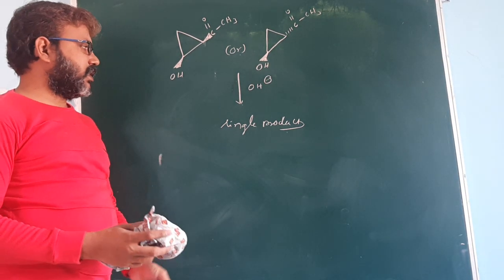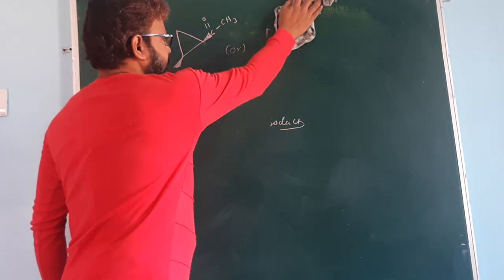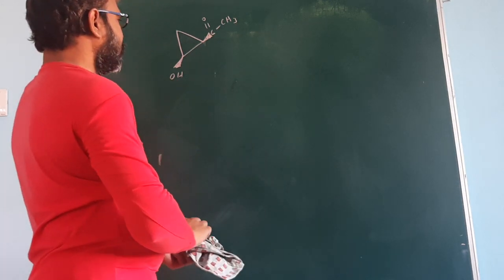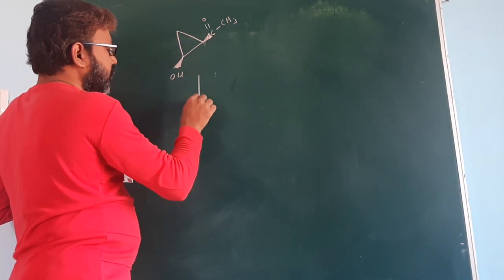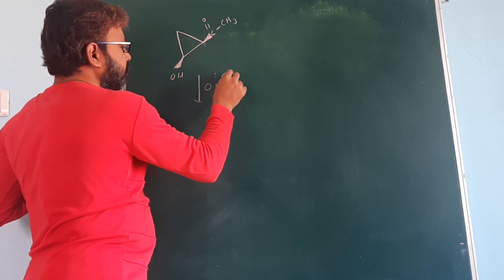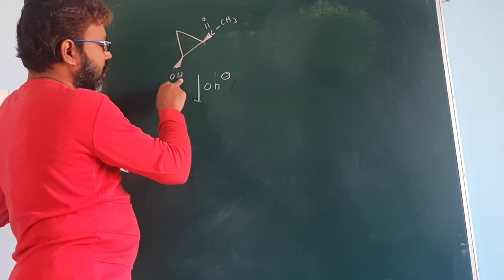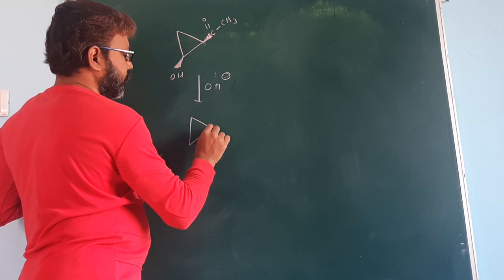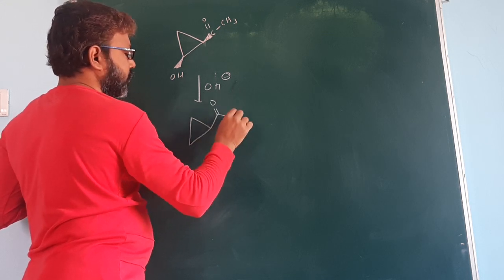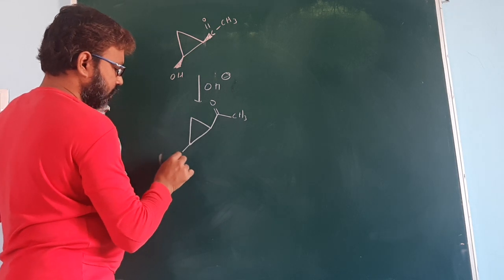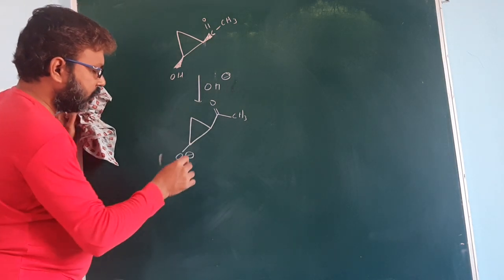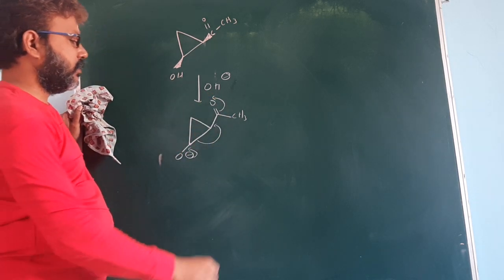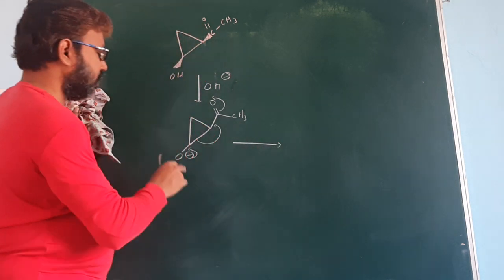Now you see the reaction mechanism. First one, the reaction takes place in presence of basic medium. OH minus subtracts the proton from oxygen. It is converted into O minus. Now this bonded electron shifted to here, this electron shifted to here, this electron shifted to here. Ring opening takes place.